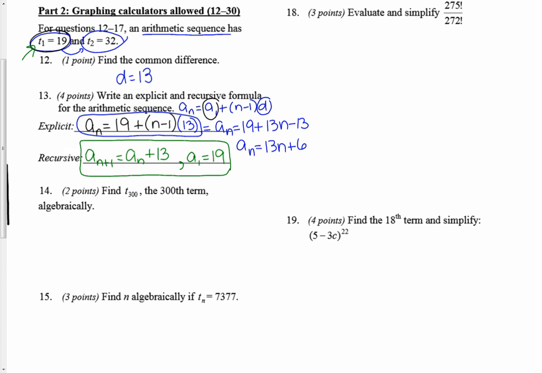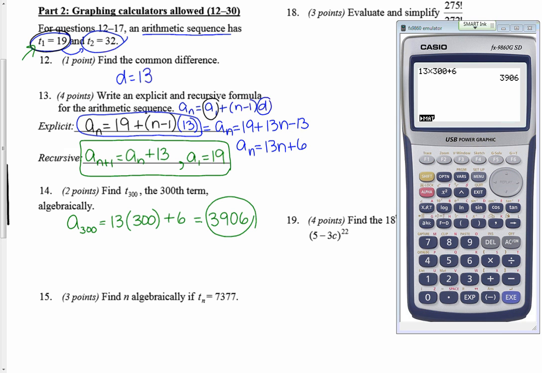All right, question number 14 says find t sub 300, the 300th term, algebraically. If I were doing this recursively, I would have to add 13 over and over and over again until I got to the 300th term. It's going to be easier to use my explicit formula. My explicit formula was a sub n equals 13n plus 6, and I'm looking for the 300th term, so I'm going to plug in 300. So now I have 13 times 300 plus 6. I typed that into my calculator, and that gives me 3,906, which I wrote down as the answer.